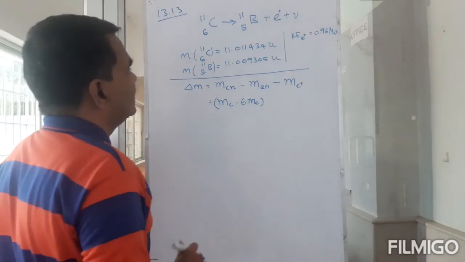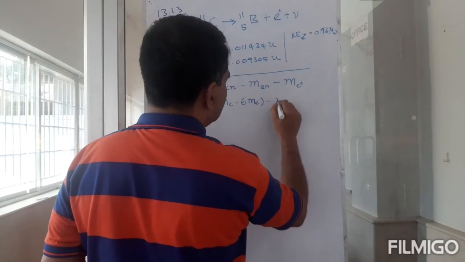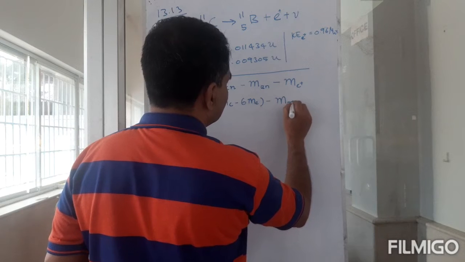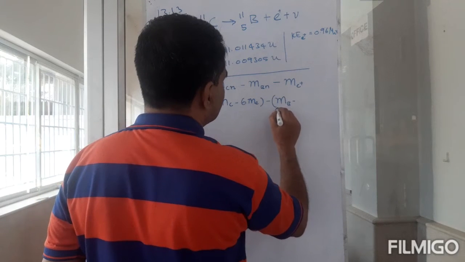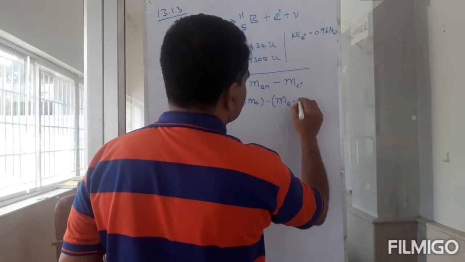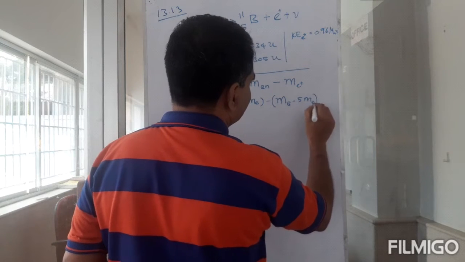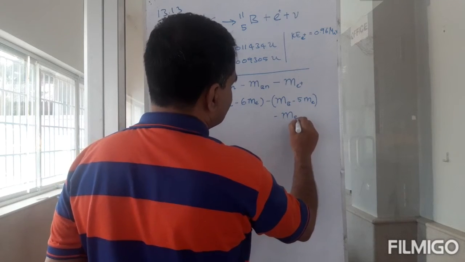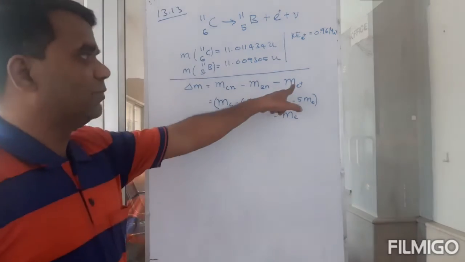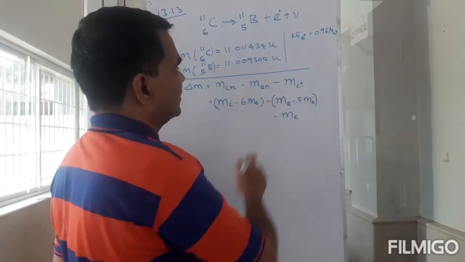Again, what is the mass of the nucleus? That's going to be the mass of boron minus how many? 5, right? So that's going to be 5 times the mass of electron. Then minus the mass of the positron, which is the same as the mass of the electron. So this is what you get.